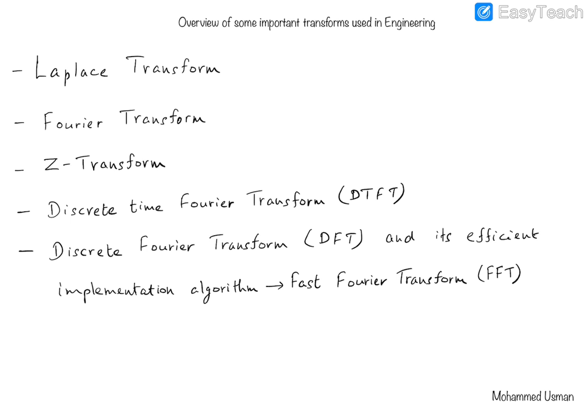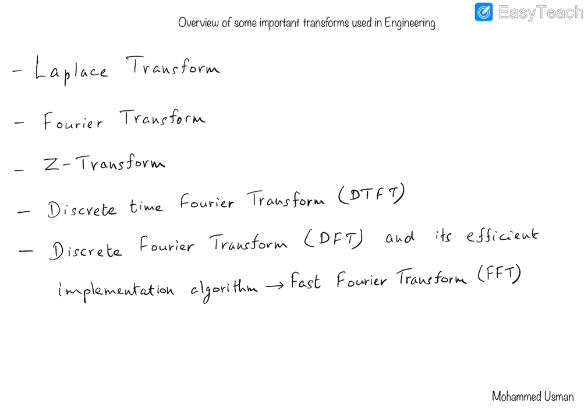So to begin with, we will see what is the Laplace transform, and then we will see that the Fourier transform is a special case of the Laplace transform. And then we'll also see that the Z-transform, which is another common transform that we come across in electrical engineering, is also related to the Laplace transform in some way. And then we'll find that the discrete time Fourier transform, DTFT, is in fact a special case of the Z transform, and we can obtain the DFT, or discrete Fourier transform, from the discrete time Fourier transform, that is DTFT.